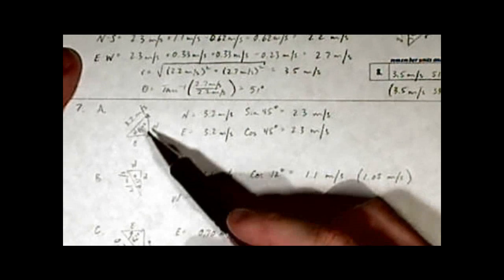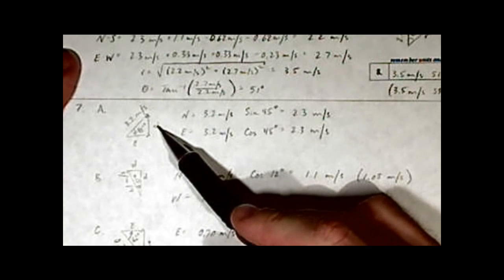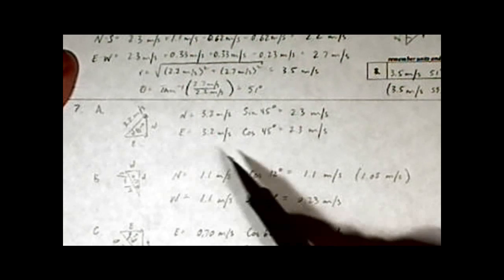to it. So I've got my brief description down here for A. Draw my 3.2 meters per second northeast, which is at a 45 degree angle. North is my opposite side, meaning I'll want to use sine. East is my adjacent side of the triangle, meaning I want to use cosine. And I get the same result because it's at 45 degrees.